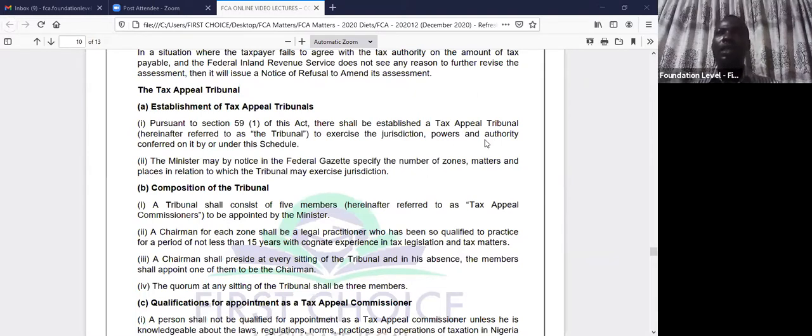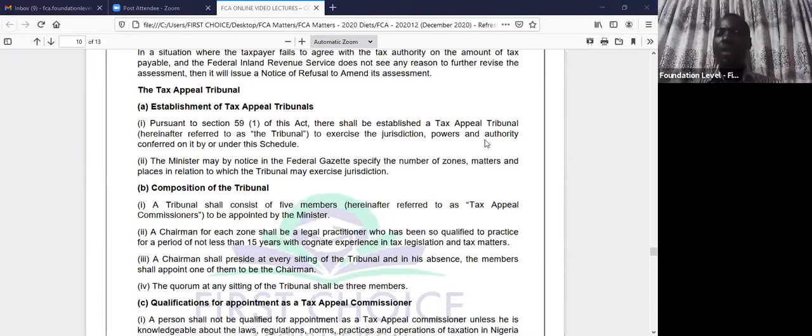So there is one in Bauchi that covers the northeast zone. There is one in Kaduna that covers the northwest zone. There is one in Jos that covers the north central. There is one at Ibadan that covers the southwest zone. There is one at Enugu that covers the southeast zone. And there is one in Benin that covers the south-south zone.